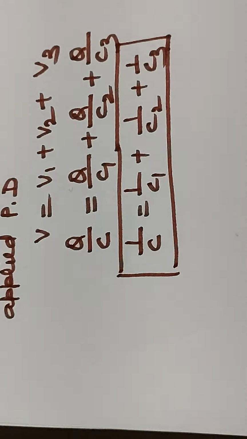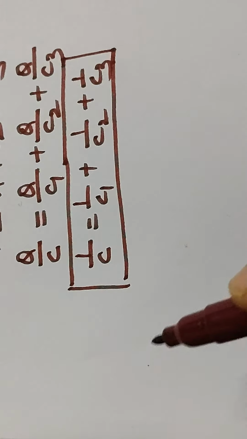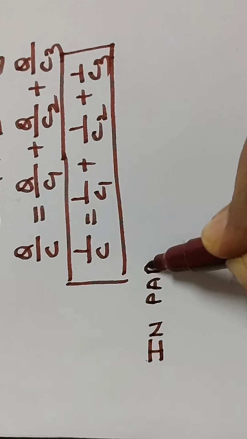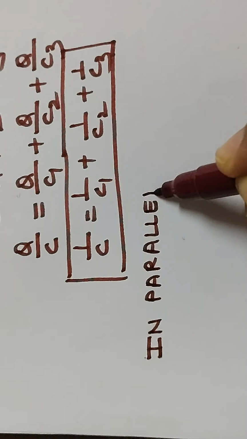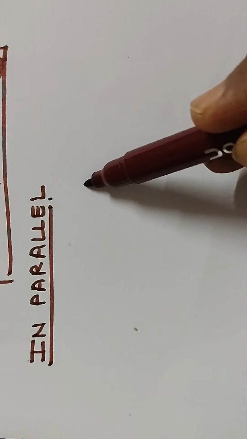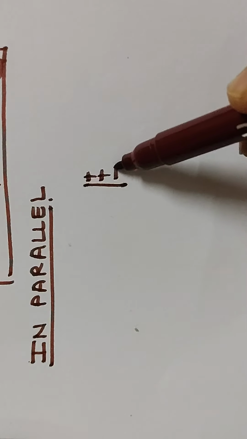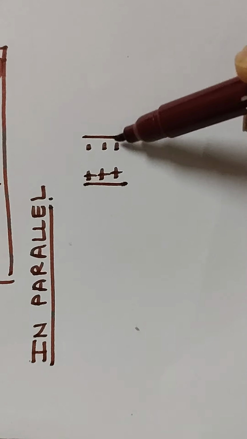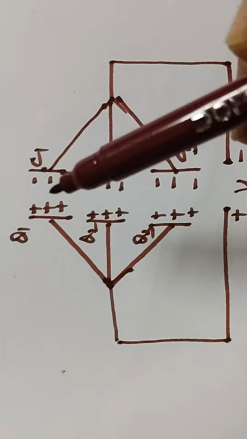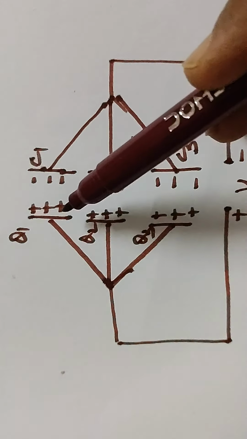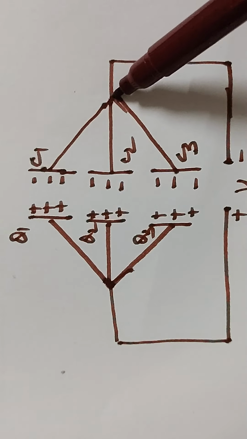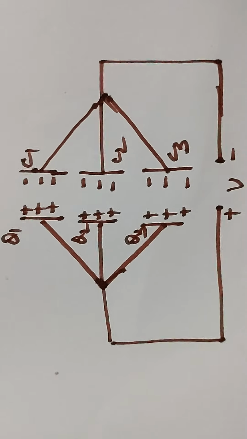Okay, now the second, in parallel combination. So what happened in parallel combination? In parallel combination, now the positive plate is connected to one end. This is positive plate, this is negative plate, then again this is. Now in parallel combination, you can see all three positive plates are connected to one end and the negative plates of capacitors are connected to one common point. Okay, and this is connected to V, potential.